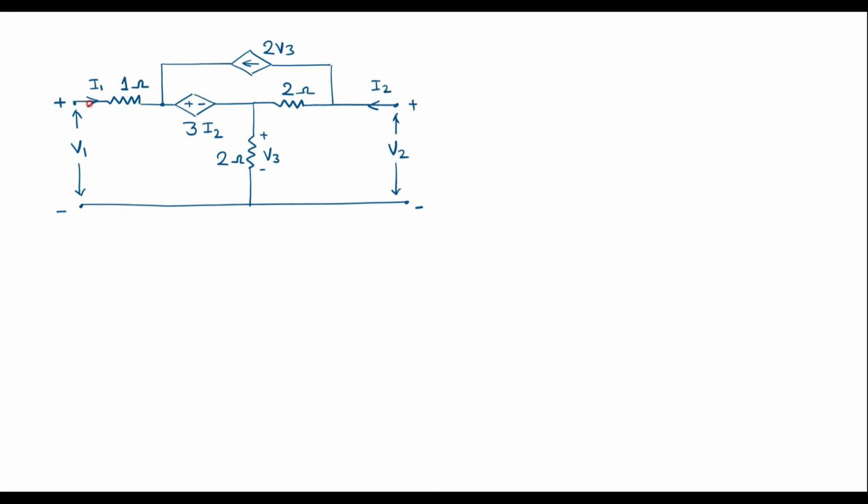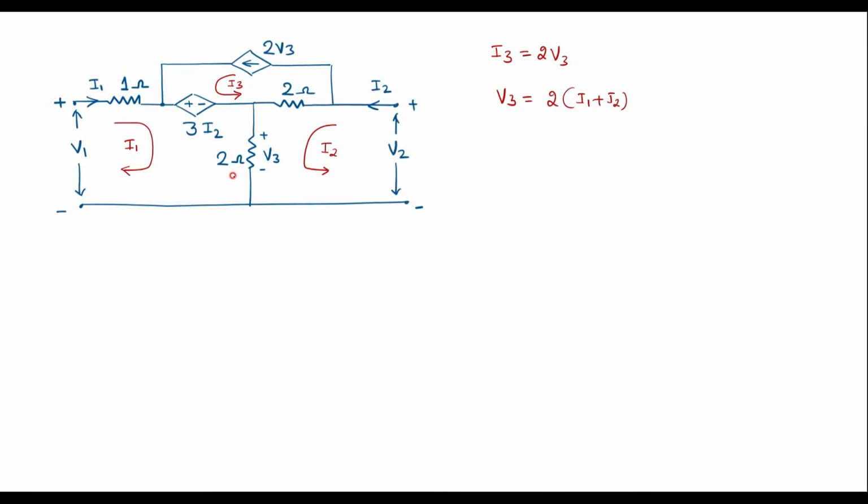Here current I1 is flowing, it means in this loop current I1 is flowing. Here I2, it means in this loop current I2 is flowing. Let the current through this loop be I3. So we can say I3 is equal to 2V3 because this is a current source. Here V3 is nothing but the voltage across the 2 ohm resistor, that is 2 into (I1 plus I2).